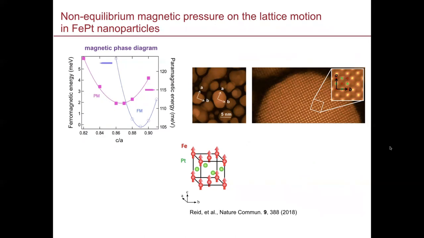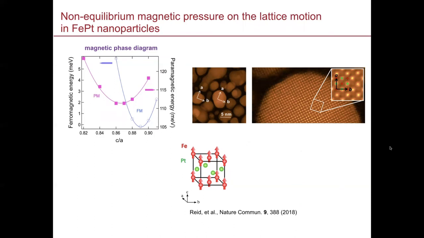If this is all true, then there should be not just an electronic pressure in this highly non-equilibrium state that drives strain waves or lattice motion, but there must also be a magnetic pressure. So we are at the moment looking for an indication for a magnetic pressure in other systems. And I'm going to show you an example for iron platinum.